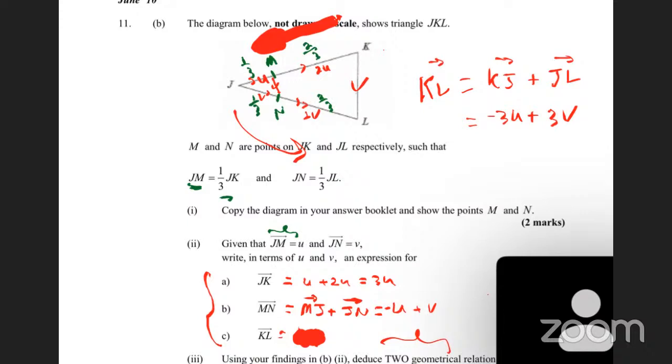So how did you get 3V? I got 3V because, remember, here is GL, right? And GL is V plus 2V, which is 3V, right? Okay. All right, copy down what you need.